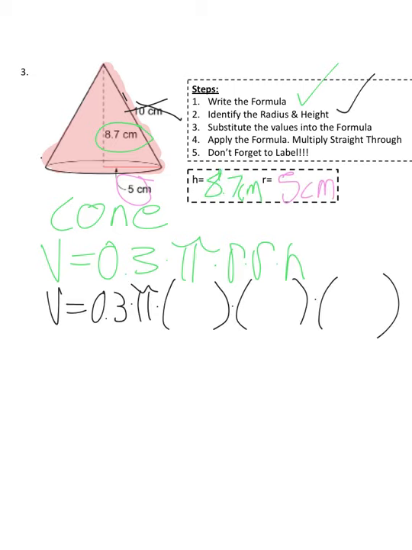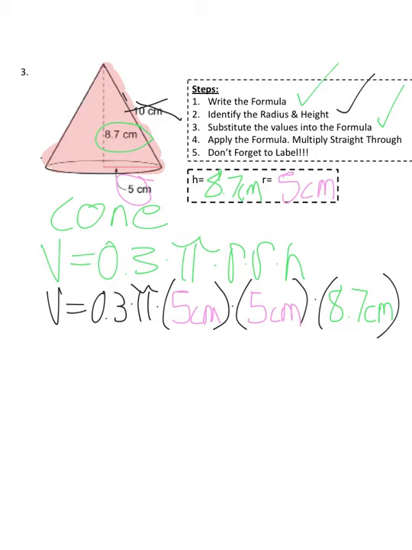Now let's do step 3, which is substitute the values into the formula. So instead of putting an r, I'm going to put the value of our radius, which is 5 centimeters. I'm going to put that twice. And then the value of our height is 8.7 centimeters. So step 3 is done. I substituted everything into the formula. And now we're going to move on to step 4, which is multiplying straight through.